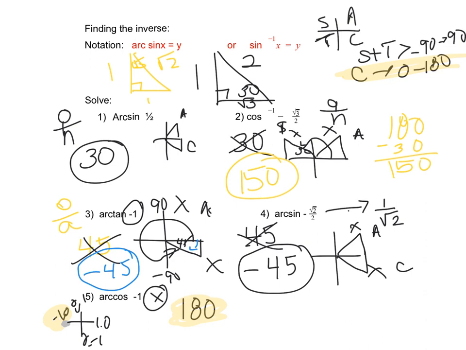So it's either sine and tangent are negative 90 to 90, cosine is 0 to 180. If you go past those points, you're no longer a one-to-one function, and you can't have an inverse for that.